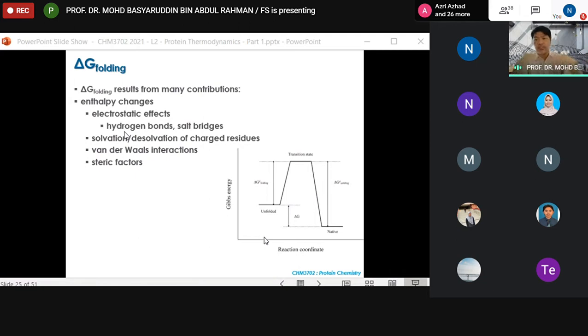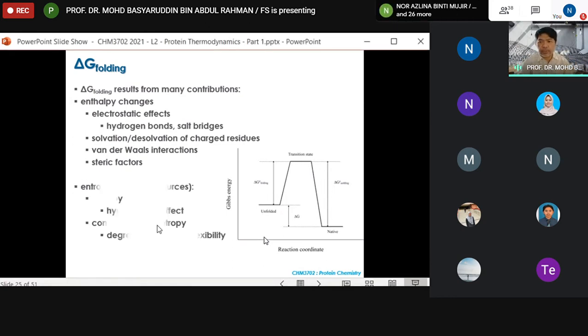You have to remember, protein sometimes interacts with the protein. Okay, and later on, the solvation, dissolution of charged residues. We can also discuss about, yeah, salt bridges here. Okay, steric factors. There are many contributions so that the protein can fold nicely. Yeah, favorable interactions to fold.